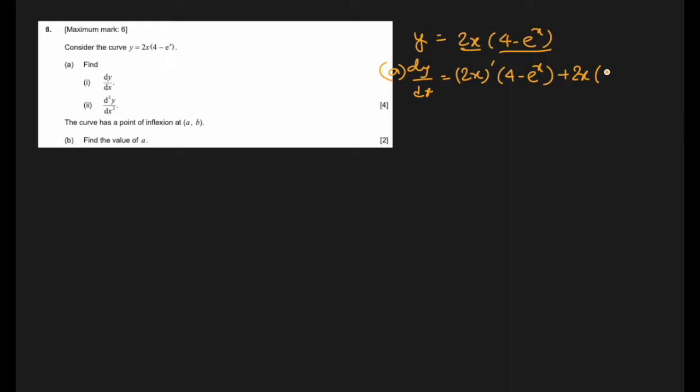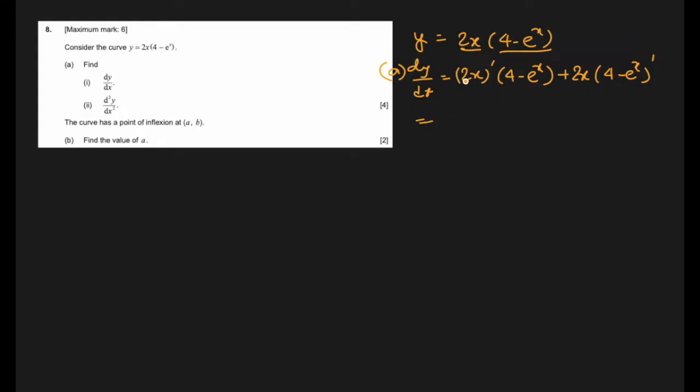Question number 8 has a curve y = 2x(4 - e^x). Find dy/dx. Oh, we have to just differentiate this. So y is equal to 2x(4 - e^x). Now we want to find dy/dx in part a. Since there are two parts which are multiplying and both have variables, we can use the product rule. So we will differentiate 2x, but we will not do anything to (4 - e^x), plus 2x remains what it is, and we will differentiate (4 - e^x).